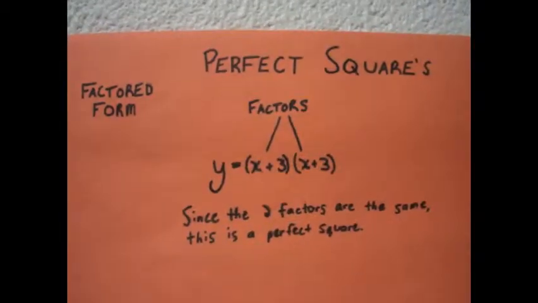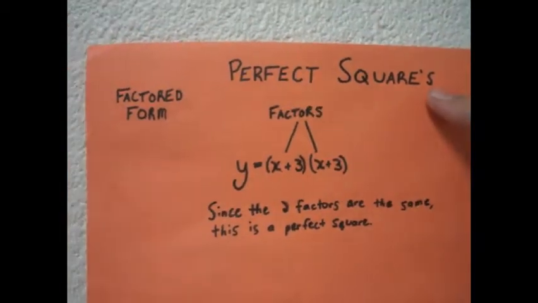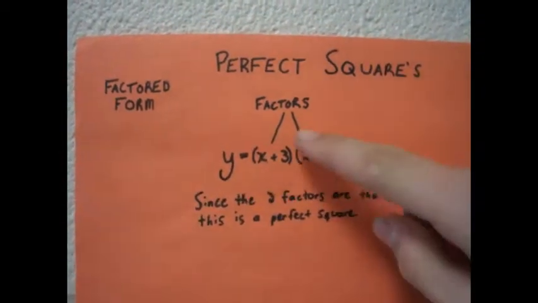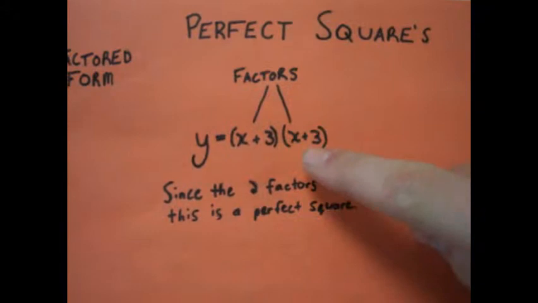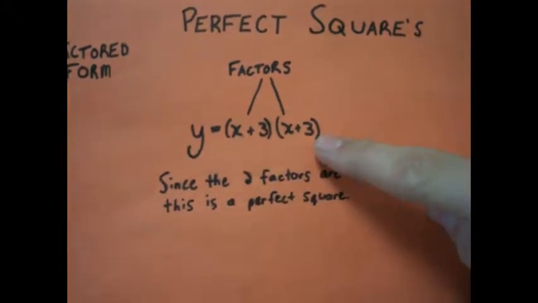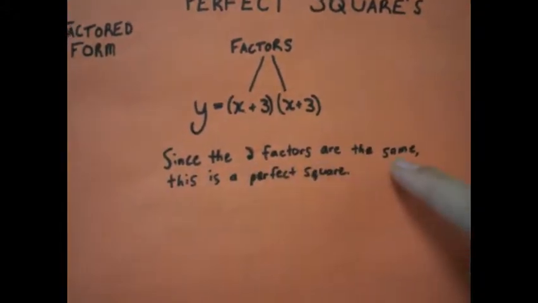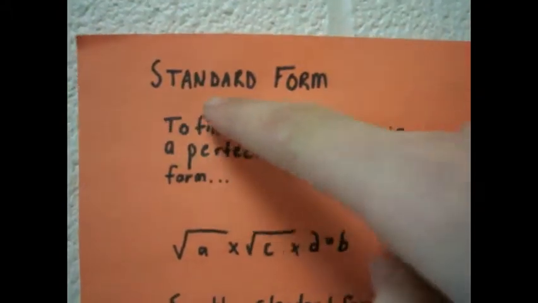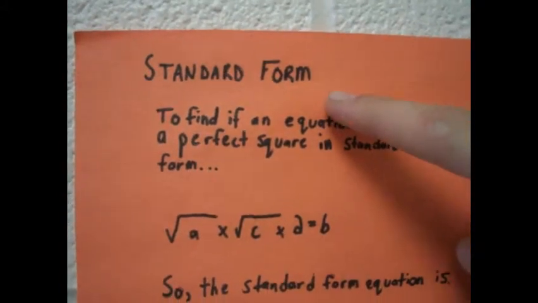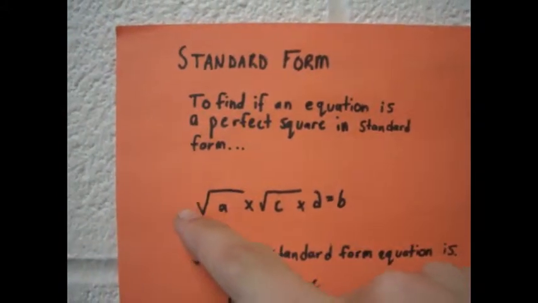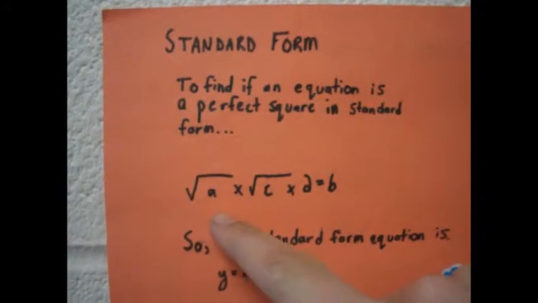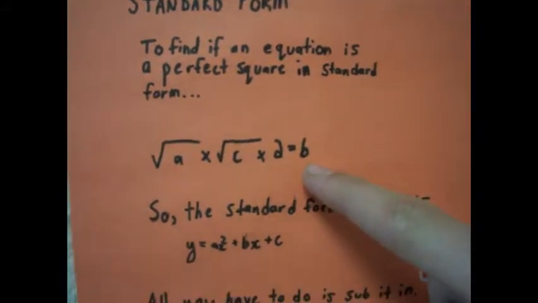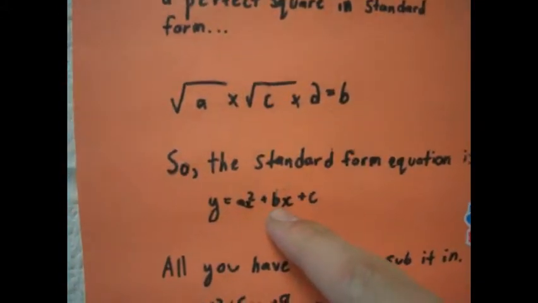We're back with the Helping Hand showing perfect squares. To find out if your factored form equation is a perfect square, you have to look at the two factors. The factors are the two sets of brackets. If the two factors are the same, then this will be a perfect square. So to find if your standard form equation is a perfect square, you have your equation here, so the square root of a times the square root of c times 2 equals b. b is the middle number right there in the middle.